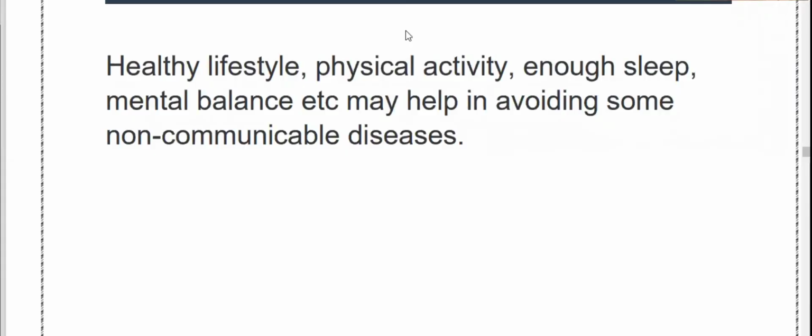So how do we avoid these non-communicable diseases? Many of them can be avoided. So how to avoid this? A healthy lifestyle, physical activity, enough sleep, and mental balance may help in avoiding these lifestyle diseases, or some of the non-communicable diseases.